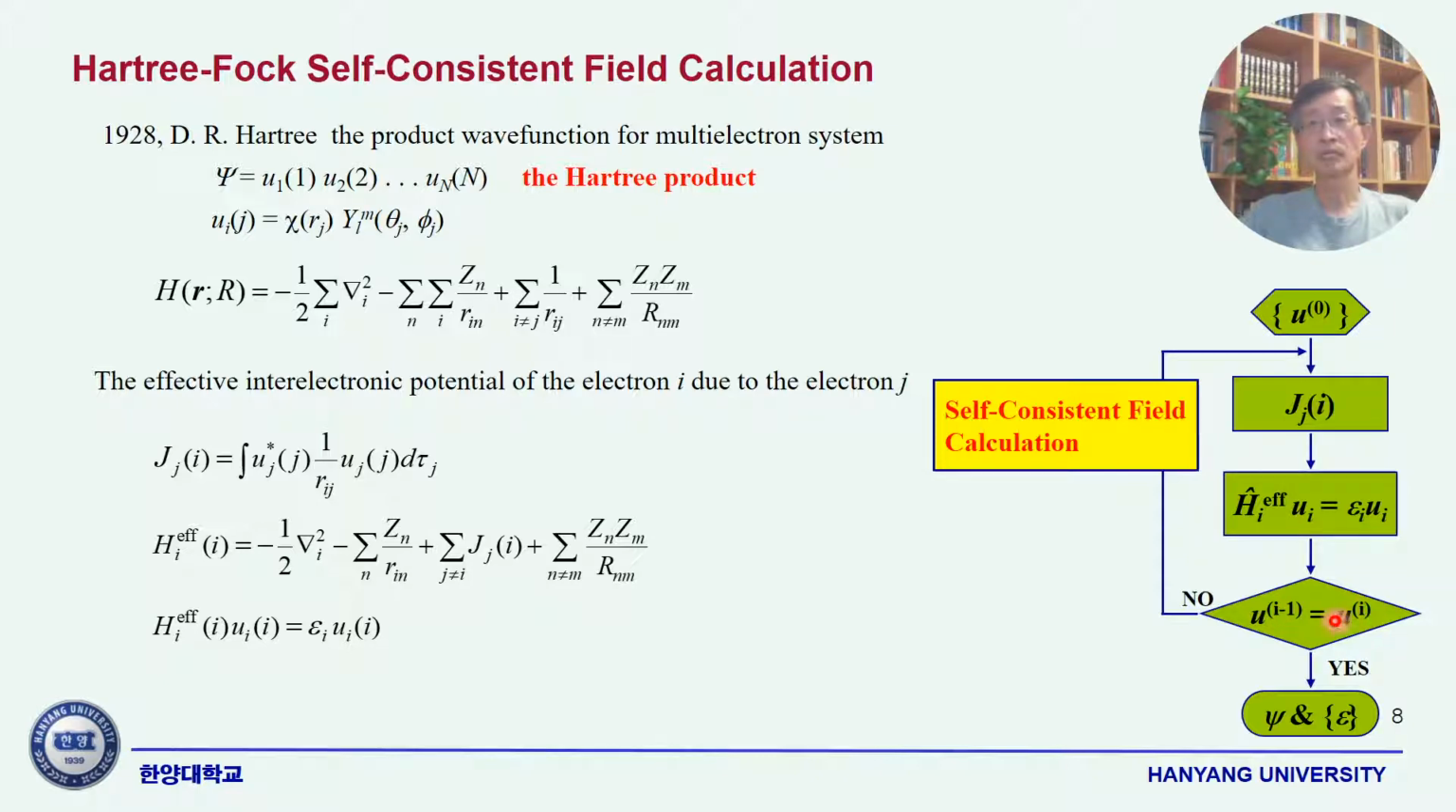If those are the same, and then you've done it, you achieve the self-consistent field. Otherwise, you repeat this until you fulfill this self-consistent condition. So you have done, and then you collect all the electronic orbital energy, and then the product of those orbitals will give you the wave function. This is the procedure. But the problem is that you forgot what?